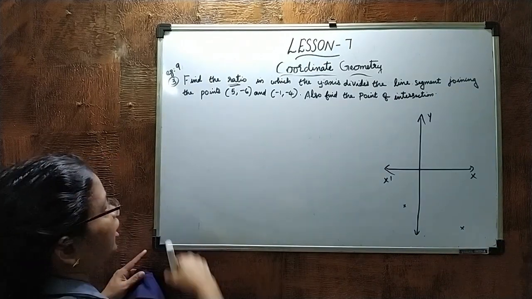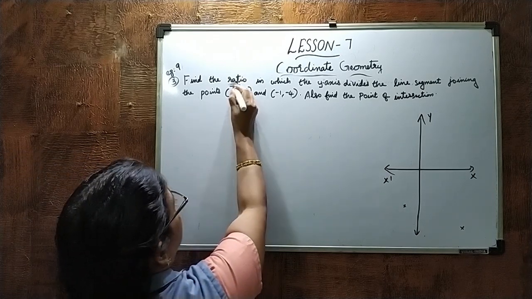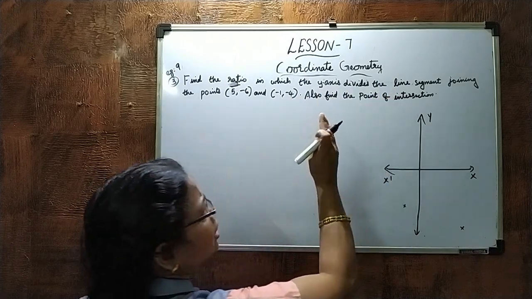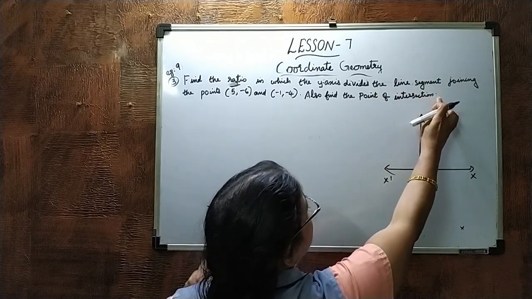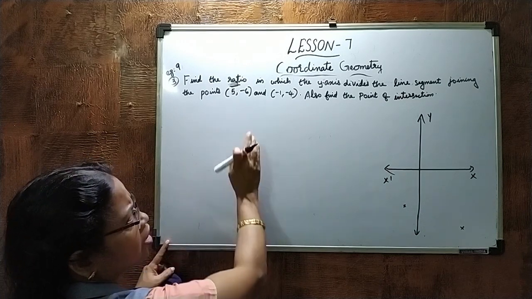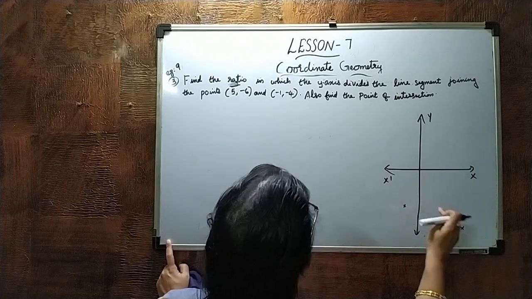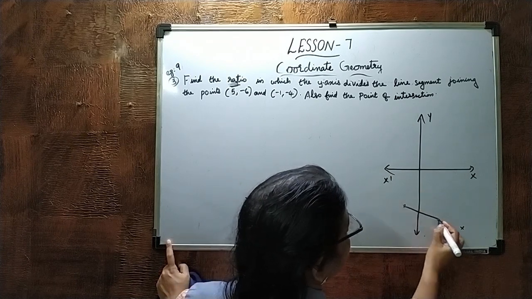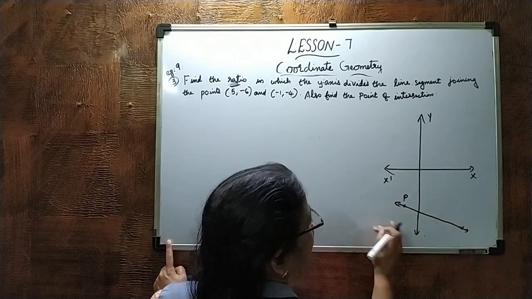Next problem, example 9. We will write it as the third question. Find the ratio in which the y-axis divides the line segment. This is the y-axis, right? It divides the line segment joining the points 5, negative 6 and negative 1, negative 4. So this will be the line segment. Clear? 5, negative 6 is here.